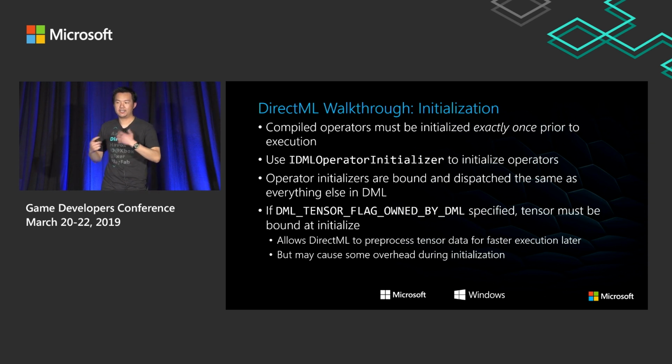For example, on a particular piece of hardware, it may be more efficient for us to add a few bytes of padding at the end of your rows, or it may be more efficient to transform it into a different memory layout, or to pre-process the data in some way in order to make it faster to execute. The owned by DML flag gives DirectML the opportunity to do this because it's essentially giving ownership of the data to DirectML. Of course, because DirectML is processing the data in some way, it may cause some additional overhead at initialization, but that's usually an acceptable trade-off because you usually only initialize once, but you execute multiple times.